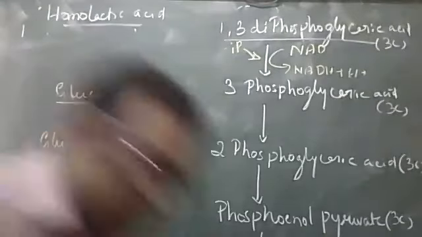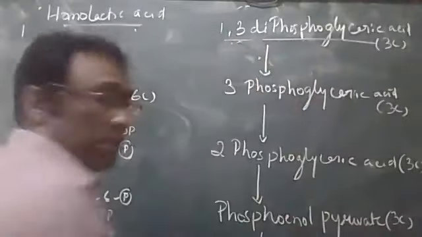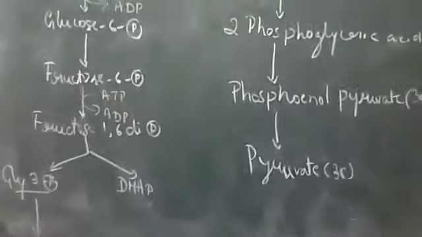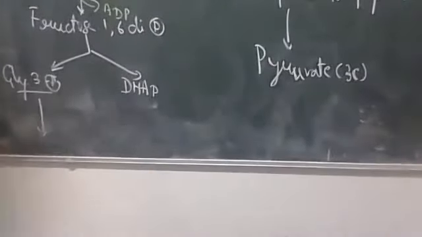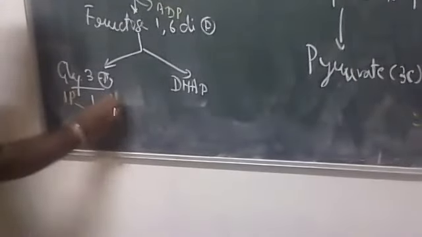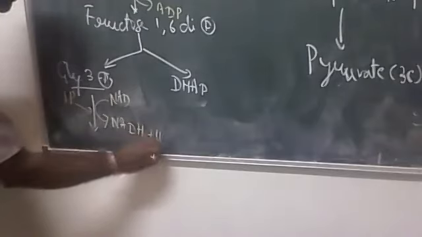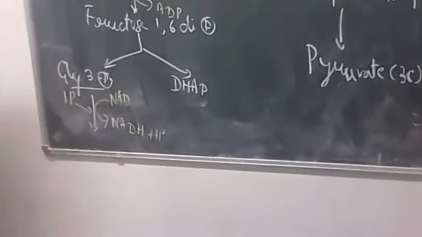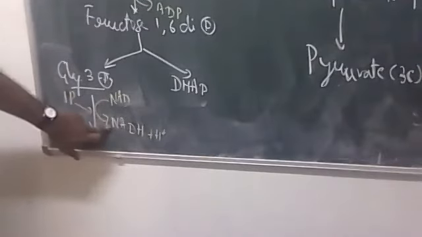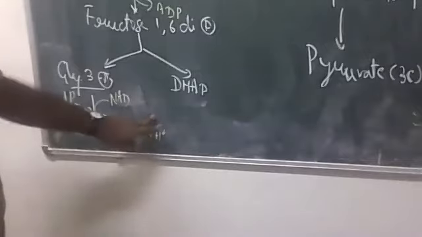I'm sorry, not there. Below this, I should write it here. All of you see down here. Here you take phosphate. Inorganic phosphate is added. NAD converts to NADH2. What is this called? Oxidation. Yes, the reaction is oxidation, but NADH2 is reduced. Okay, I understand.